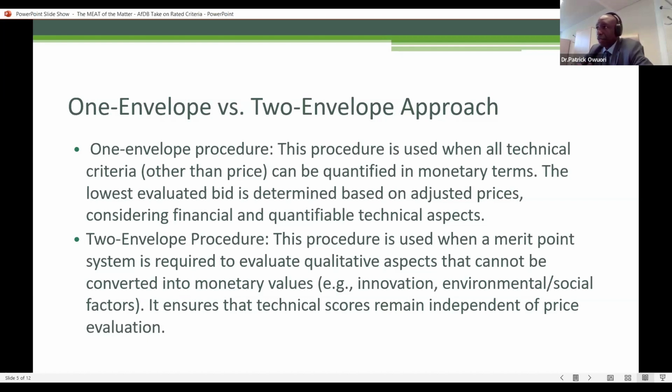Unlike the 1-envelope system, which we normally recommend when it is very clear that we can have pass-fail criteria and other aspects can be quantified in monetary terms whenever there are discrepancies. Sometimes, of course, we do encounter suggestions to use the 1-envelope procedure with rated criteria. That is, people evaluating the technical aspects using rated criteria and then defaulting to the lowest evaluated bid once that passes the technical score. But as I've indicated again, this tends to lead to bias when assessing the technical aspects because in a 1-envelope system, people have already looked at the prices, and there could be an element of bias when looking at the technical aspects in this regard.